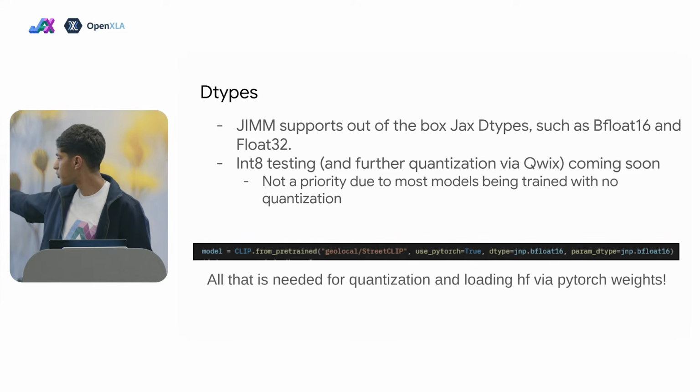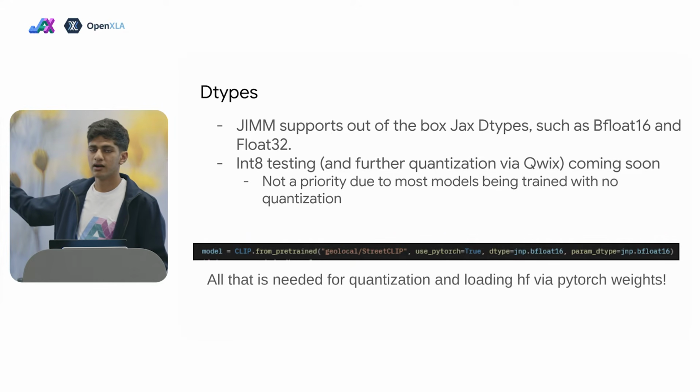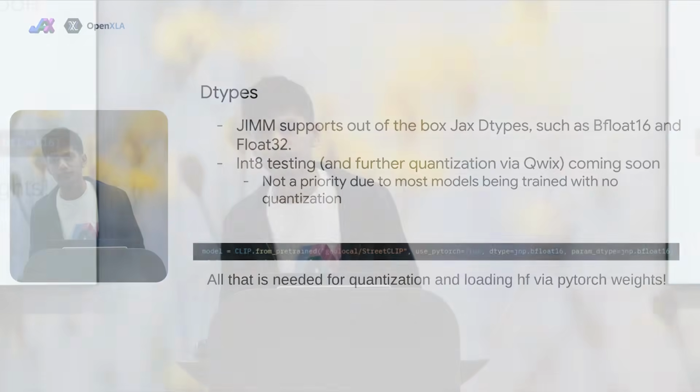Here you can see a little bit more of a demo of loading from the Hugging Face Hub a model that only has a PyTorch model up, using use_pytorch equals true, with different dtype for computation and different parameter dtype as well. This is all you need for quantization, loading from PyTorch weights. Of course, this doesn't include gradient checkpointing, different mesh rules, or your NNX RNG. But this is pretty close to what you'll get for using JIMM.